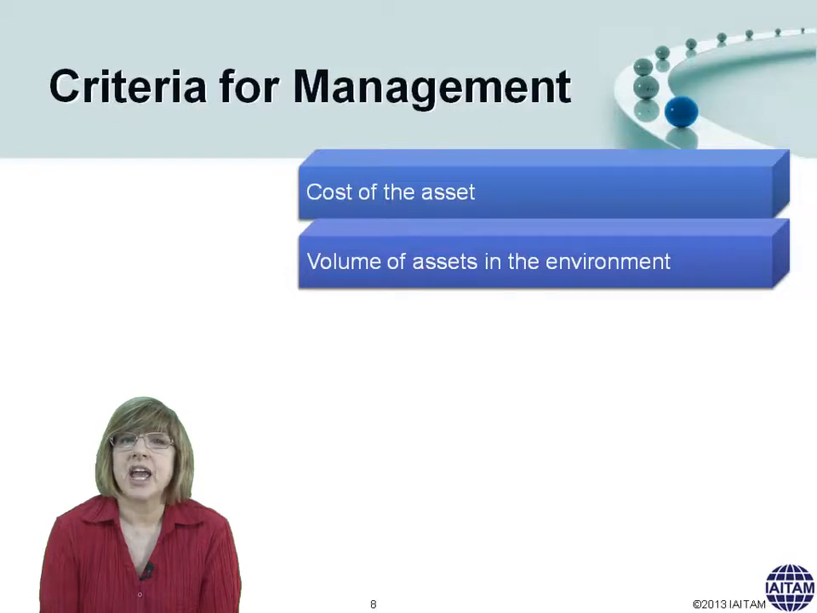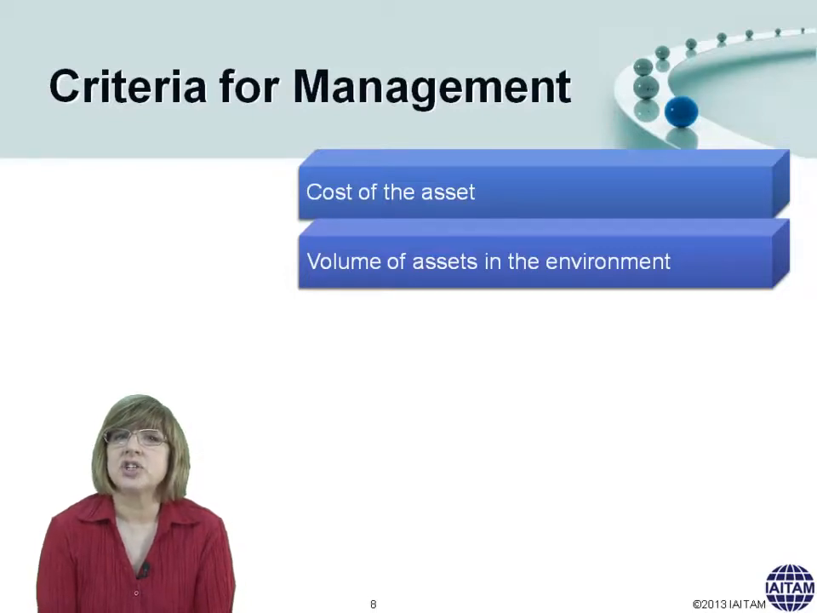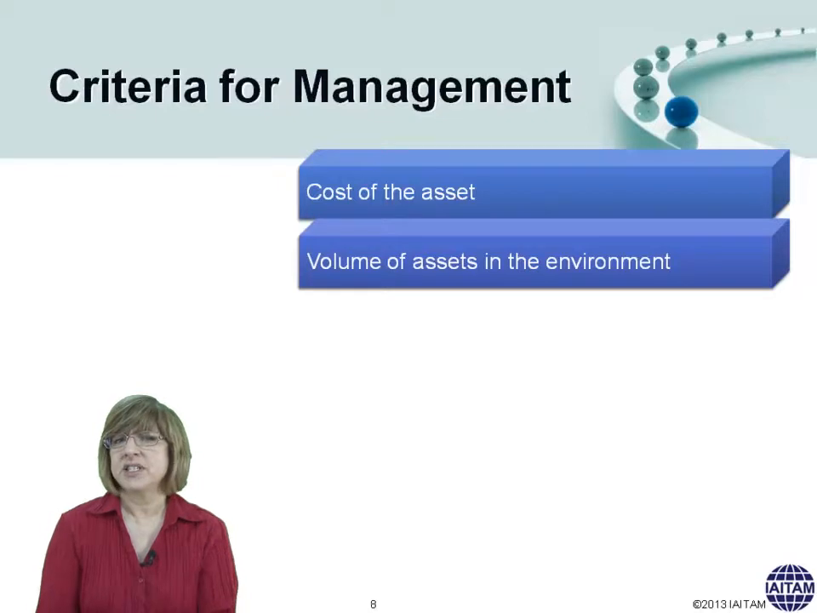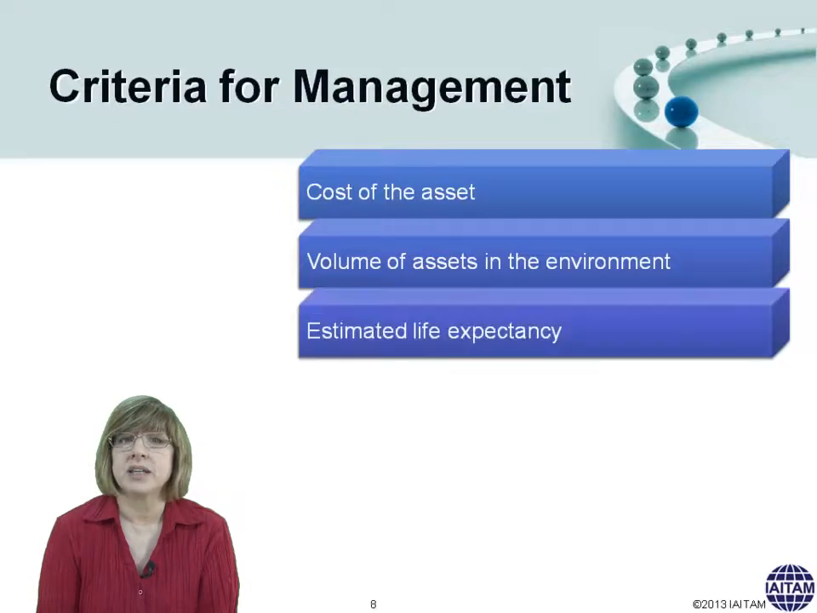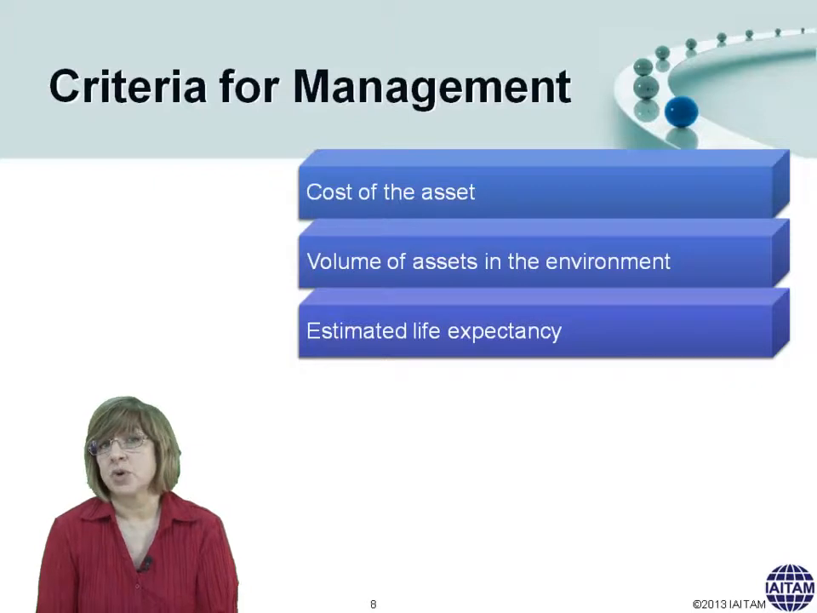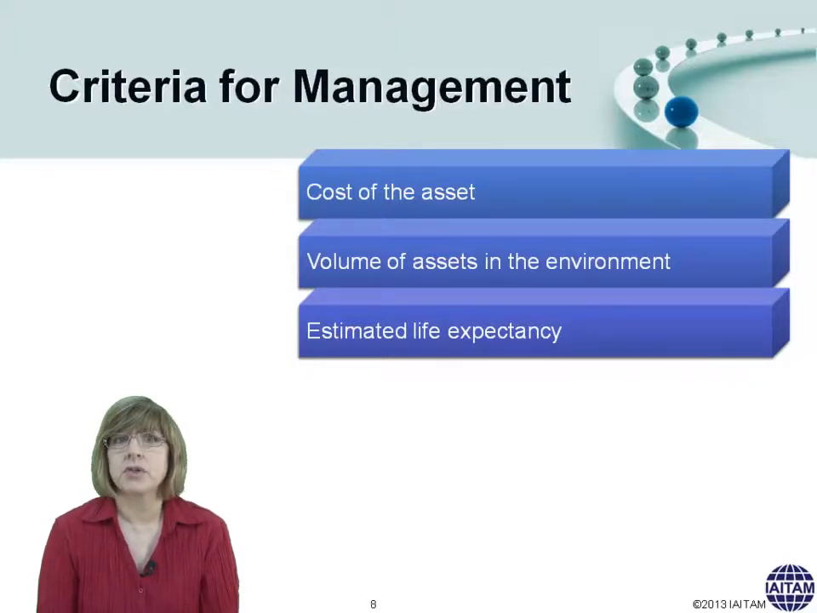So you've got to look at things such as cost. You've got to look at things such as, how many of these assets do we have in the environment? Do we manage them because we have so many? And also, what about life expectancy? If their life expectancy, like in smartphones these days, is only 18 months, is it worth it? But what about something that's going to last us about 10 years? Of course you want to manage that.